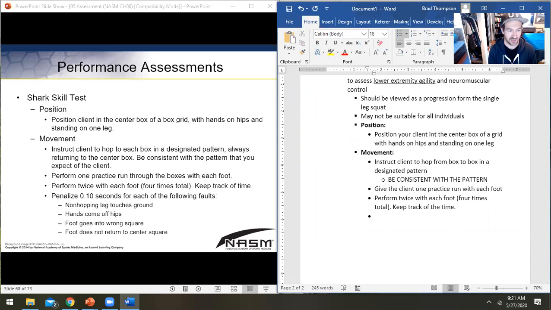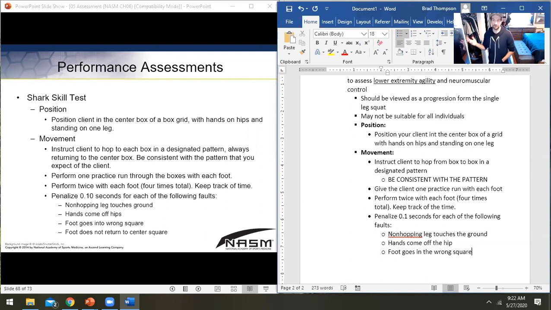But there are penalties. Penalize 0.1 seconds for each of the following faults. So every time the non-hopping leg touches the ground, they get 0.1 seconds, right? Hands come off your hip. Hopping foot goes in the wrong square. And it says foot does not return to the center square. Yep, that's the same as foot going into the wrong square.